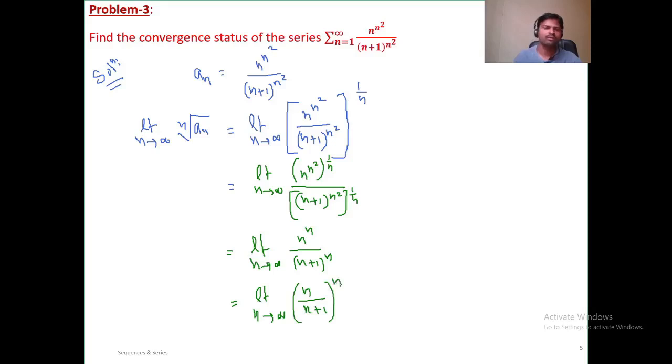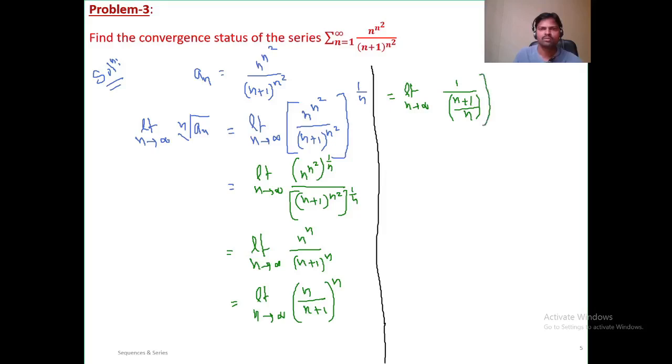Okay, yeah, so this can be written as limit n becomes large. Look at the numerator, I am writing it as 1, and this n I am bringing down, so it becomes n plus 1 by n. If you simplify this, again n will go up, and the whole is to the power of n.